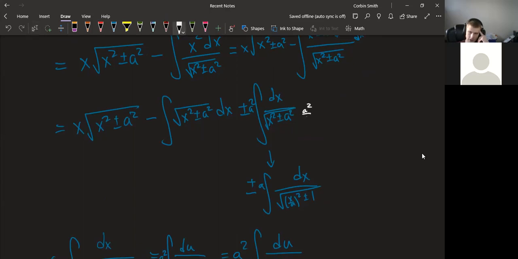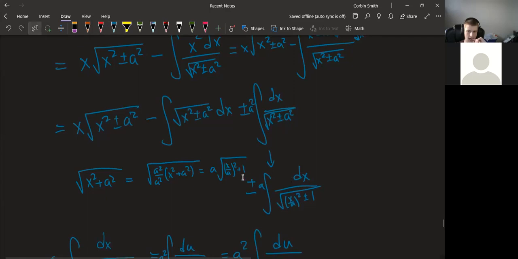So right here, I multiplied by a squared over a squared, and passed this in here. So then I had 1 over a squared here. So let's rewrite this. x squared plus a squared is equal to a squared over a squared, x squared plus a squared, which is equal to a root x over a squared plus 1. Okay, so I did that correctly, because then I divided by an a, so we're just left with an a on the outside.